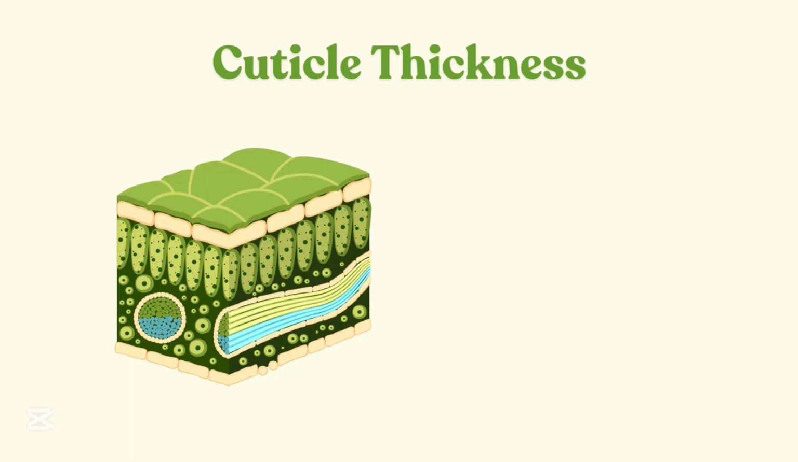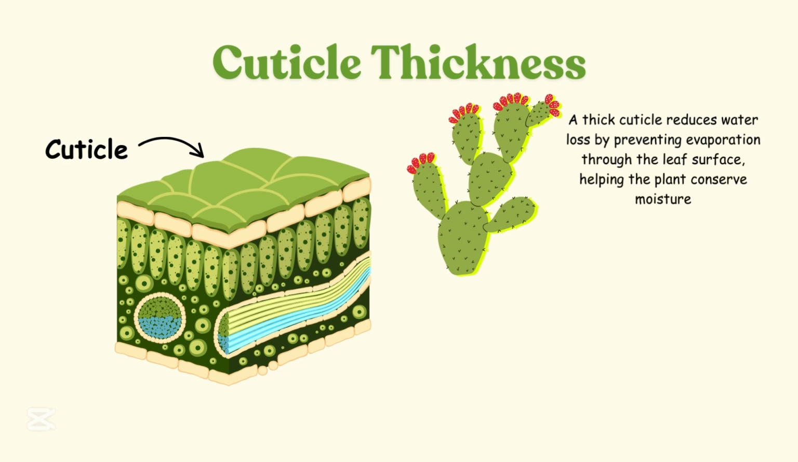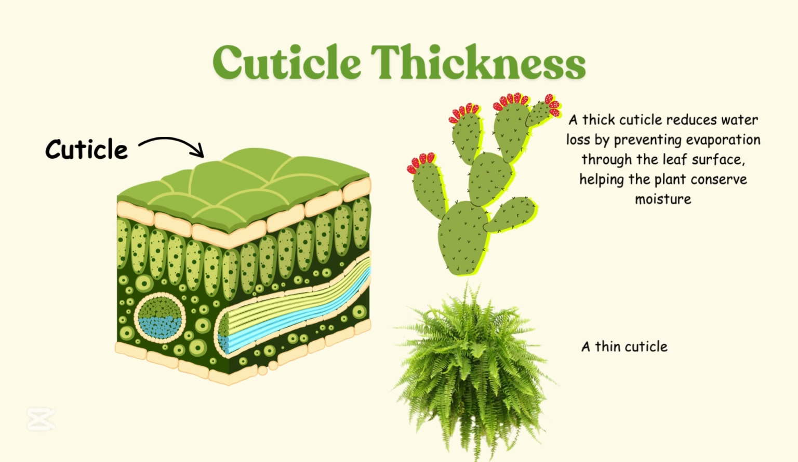Cuticle thickness influences transpiration by acting as a protective barrier. A thick cuticle reduces water loss by preventing evaporation through the leaf surface, helping the plant conserve moisture. In contrast, a thin cuticle allows more water to escape, increasing transpiration.